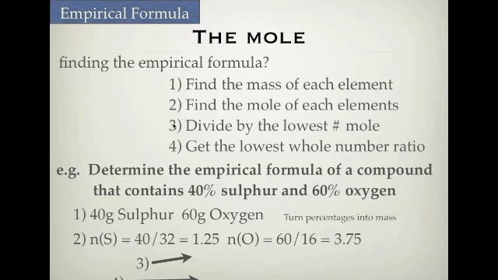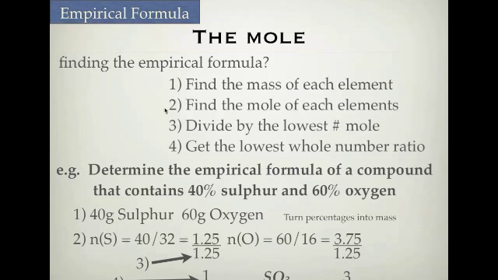Step number 3 is divide through by the lowest number of mole. The lowest number of mole is 1.25 here, so therefore we're going to divide this by 1.25 and this by 1.25. What that gives you is 3 to 1. This just happens to be a nice whole number ratio. So that means we have 1 sulfur to every 3 oxygens, which gives us sulfur trioxide as our empirical formula.